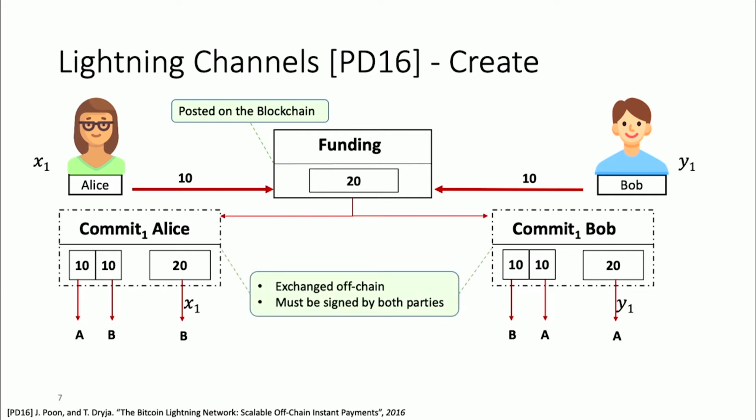All right, so these transactions are exchanged off-chain, so they're not put on-chain. And because this is a multi-sig address, the commitment transactions need to be signed by both Alice and Bob. And so we have either the payout or the punishment.